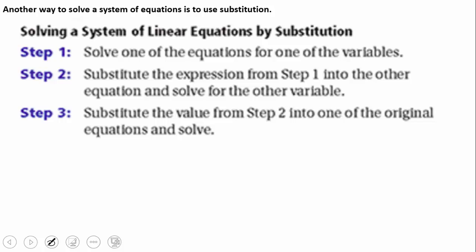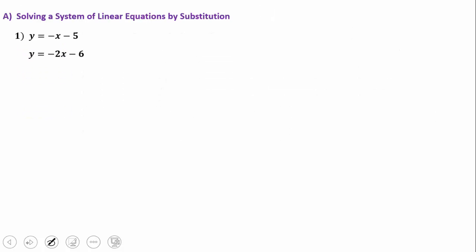One, you solve one of the equations for one of the variables. In other words, you can solve either equation for y or for x. You're used to solving for y. That might be a good way to go. Step 2, you substitute that expression from step 1 into the other equation and solve for the other variable. Now this will make more sense as we actually do some examples. And then number 3, you take the answer from number 2, put it into the original equation, and solve for the first variable. So let's do it.